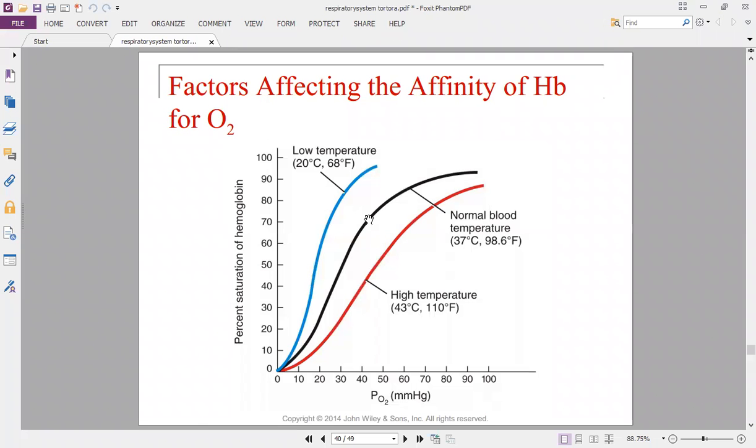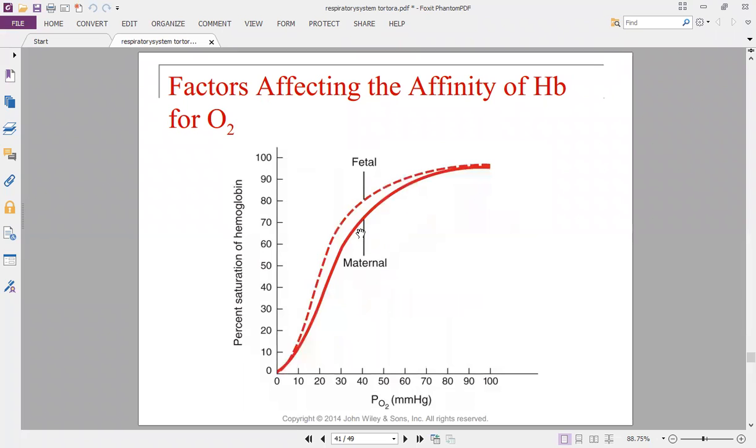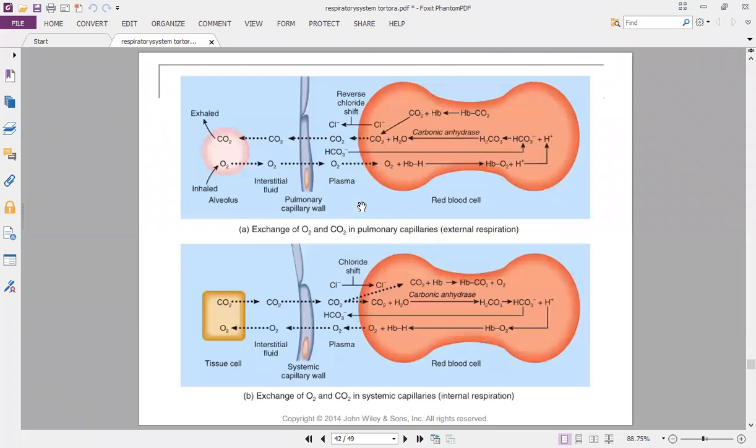You can see how temperature affects this as well. So with high temperature, this graph shifts down. At low temperature, it goes up. Affinity of hemoglobin for oxygen in the fetus is more than the maternal. That's why the fetus can take oxygen from the mother's blood supply.